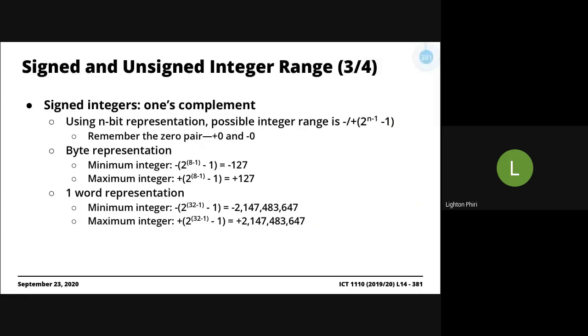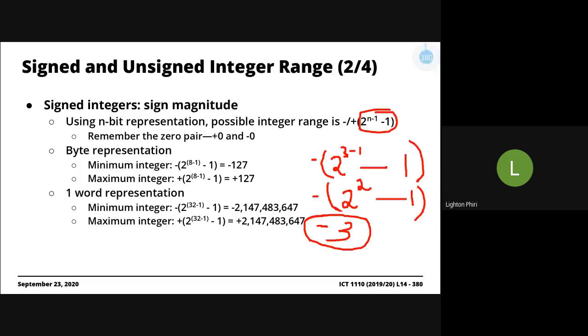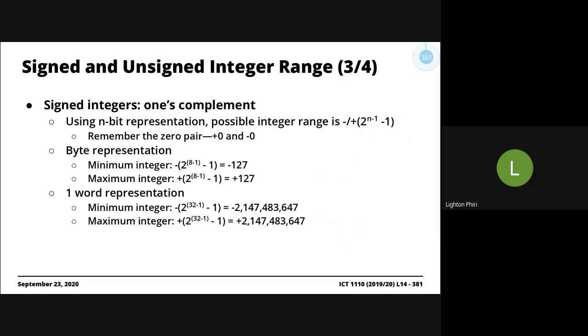But what about one's complement, right? Well, it turns out that when you're dealing with one's complement, because of the problem with the 0 pair that we have, we use the same formula as sign magnitude. So effectively, with one's complement as well, because the 0 problem is still there, the range of integers that we're going to be working with is essentially the same. So same formula, right? 2 to the power n minus 1, minus 1.